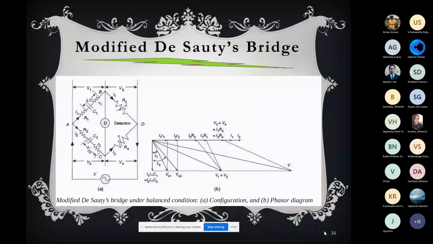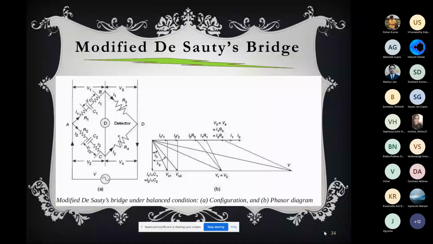But if you have a dielectric capacitor, the dielectric material will be associated with it. Due to the dielectric material, resistance will come, and you have to consider that resistance, and the earlier method will not be very good. So you need to modify that method. That is how the modified De Sauty bridge comes. Here you see that capacitance C1 is associated with a small resistance r1, mentioned in the arm AB.